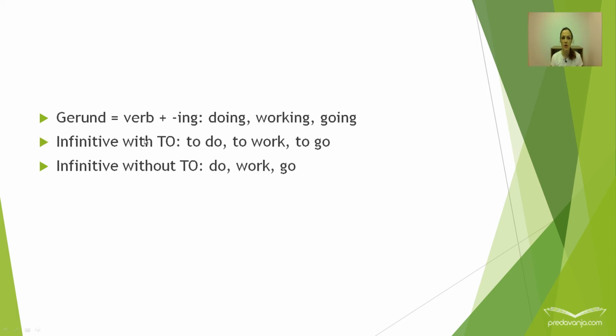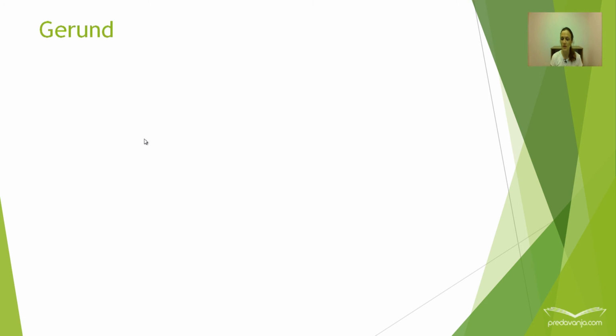Okay, so before we see when and where we use gerunds and infinitives, let's see what they basically are. Gerund is verb plus ing, so doing, working, going. There are two types of infinitives, infinitive with to and infinitive without to. Let's see how they're used.